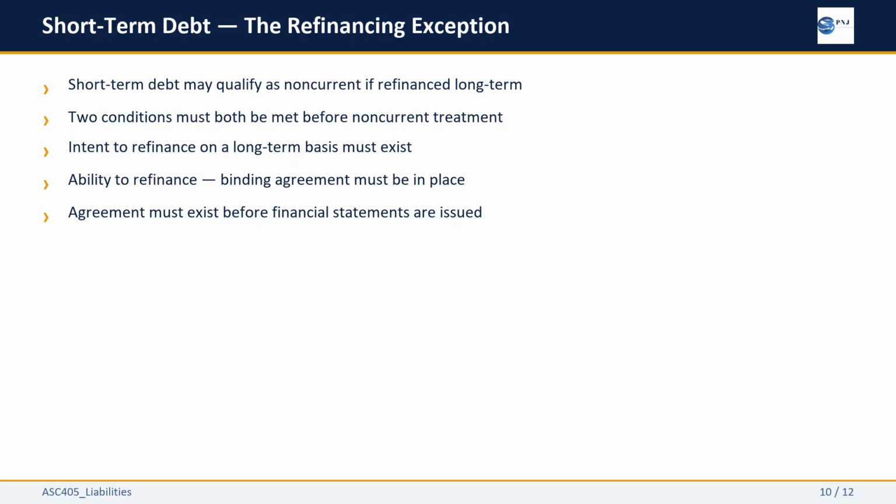The refinancing exception is one that catches a lot of people off guard. If you have short-term debt that would normally be current, you may be able to classify it as non-current, but only if two conditions are both satisfied. First, you must intend to refinance the debt on a long-term basis. Second, you must have the ability to do so, meaning a binding long-term refinancing agreement must already be in place before the financial statements are issued. Intent without a binding agreement is not enough. If the agreement is not signed before issuance, the debt is current, regardless of what you plan to do with it.